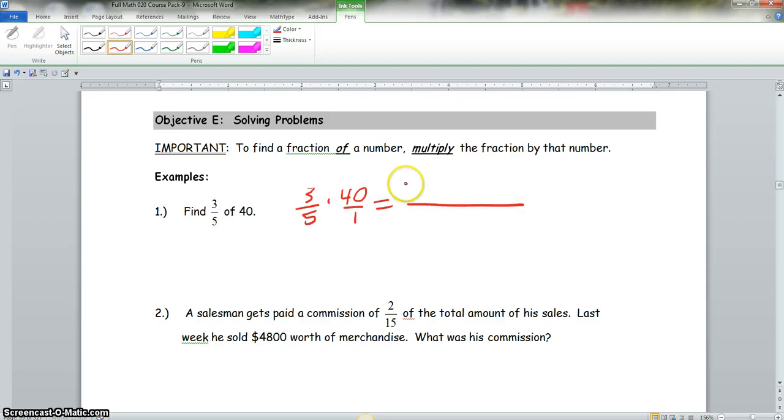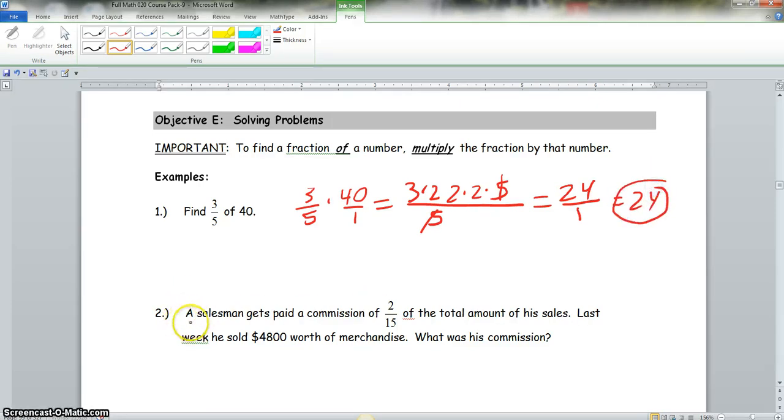So we'll take the prime factorization. 3 times 40 breaks down to 3 2's and a 5. And then we know the prime factorization of 5 is 5. And we don't need to write the 1 here. So these 5's simplify out. And then we will have 24 over 1, which is 24.